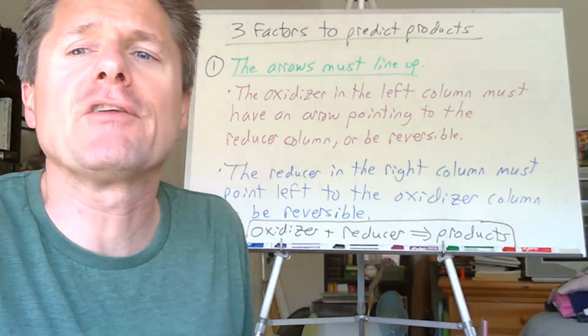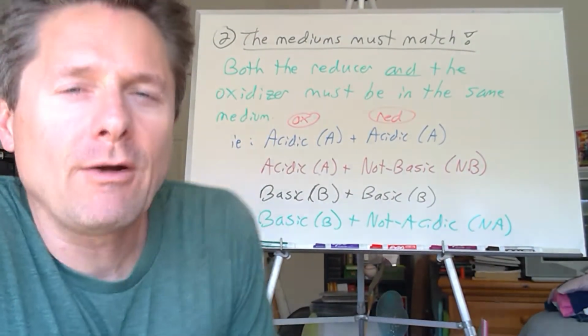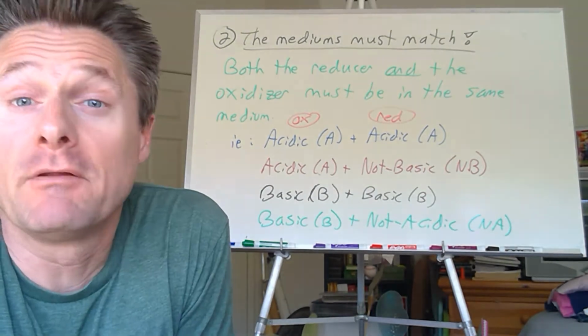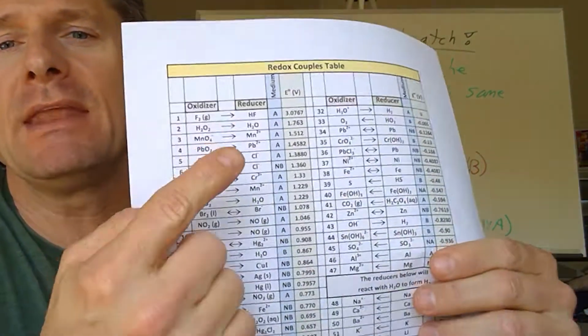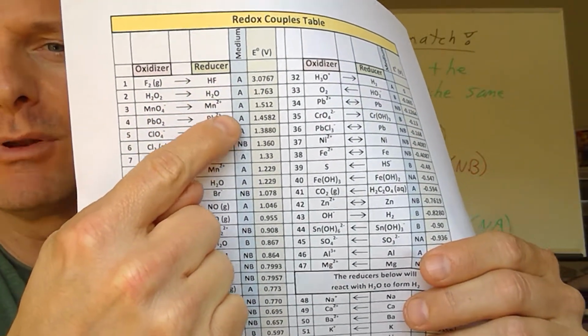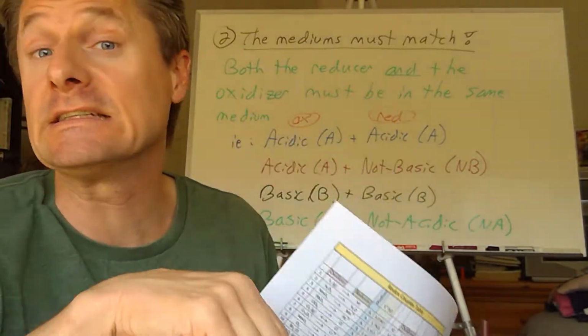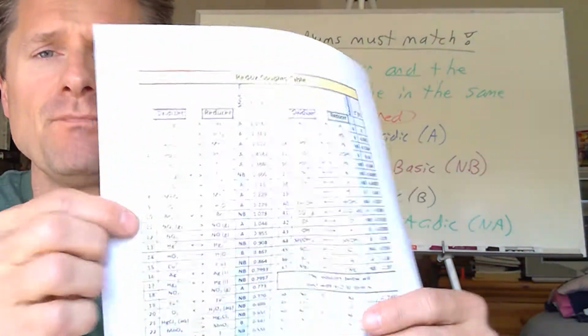All right, let's look at the next few things. Factor number 2 for a redox reaction in aqueous solution, other than the arrows lining up, is the mediums have to match up. And again, the mediums are this column in the light blue with the A's and the NB's and the NA's and the B's and all that fun stuff. They have to match up. So the reducer and the oxidizer.